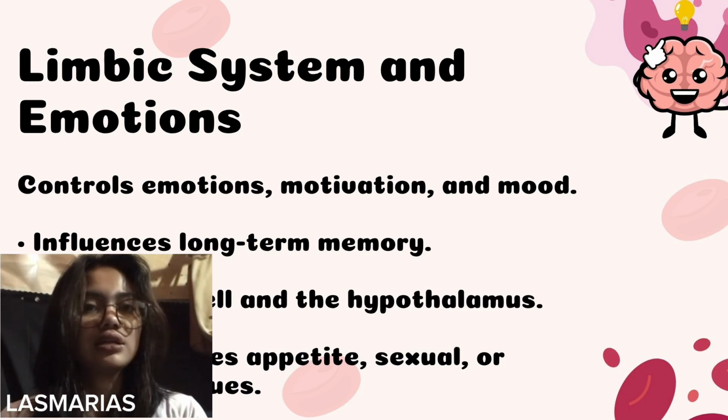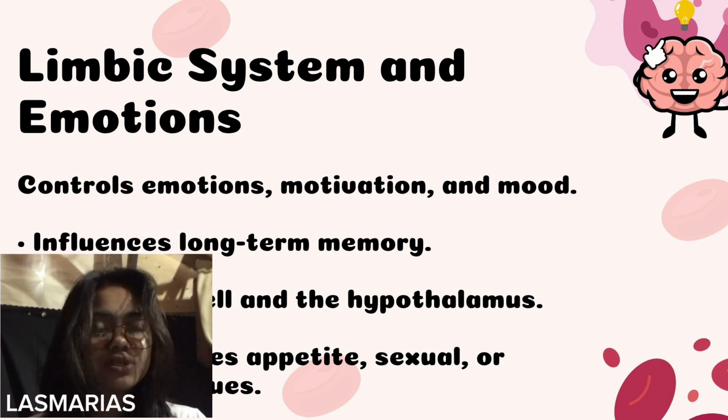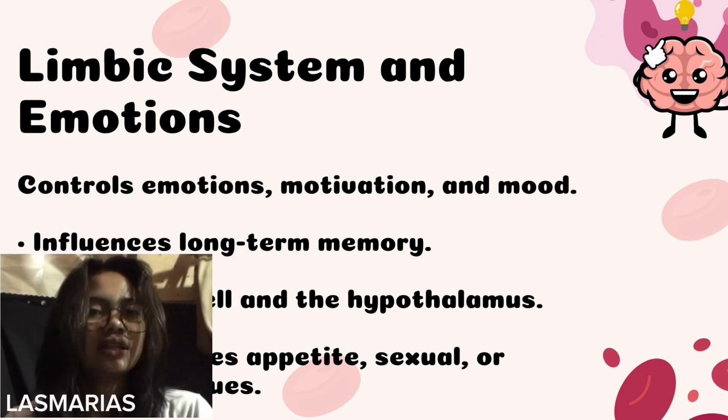So your amygdala, it looks like an almond. It's the center for emotion, especially your fear and anger. It's your brain's alarm bell. And your hippocampus, shaped like a seahorse, is crucial for forming new long-term memories. The limbic system controls the intensity of your emotional response.